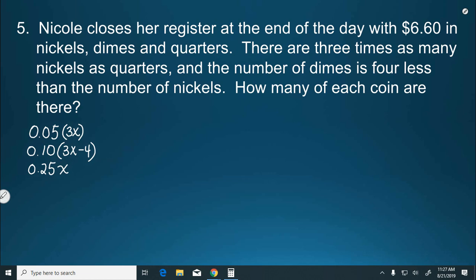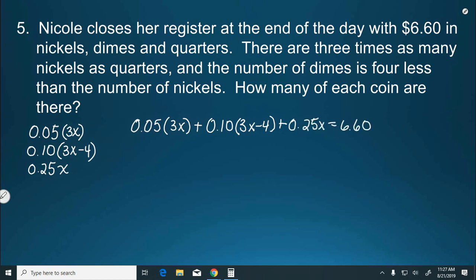All right, now we can write our equation. We know that total is 660. So that's 5 cents times 3x plus 10 cents times (3x minus 4) plus 25 cents x equals 660. Now I will tell you, in the past, this is where my students make the most errors, because they write sloppy and then they lose an x and then they combine the wrong terms and then they get a crazy answer that doesn't make any sense. Make sure you're being neat. You have to be neat to do math correctly.